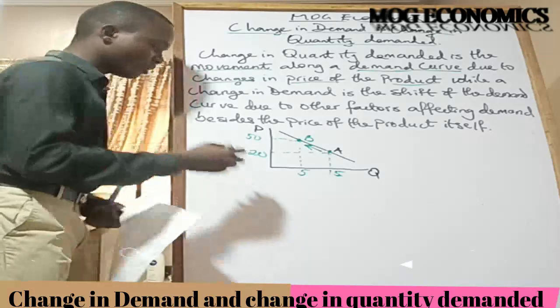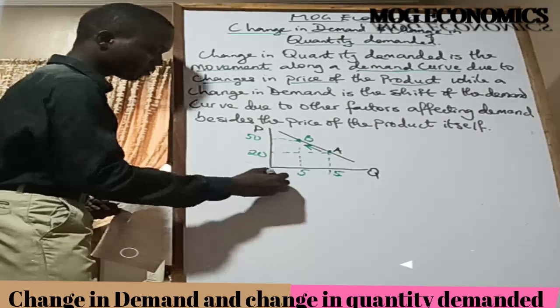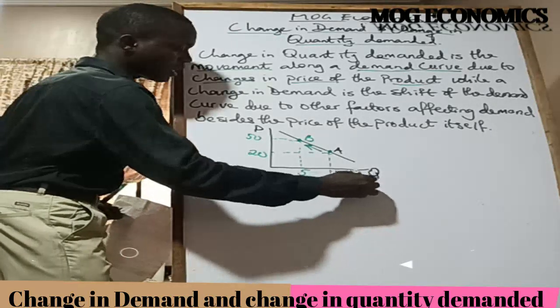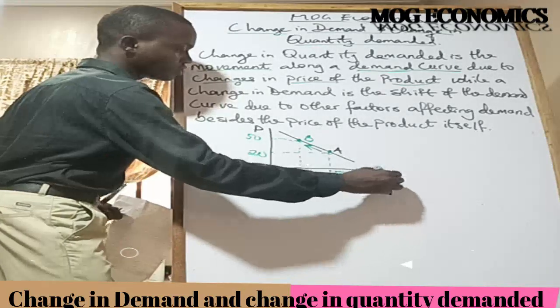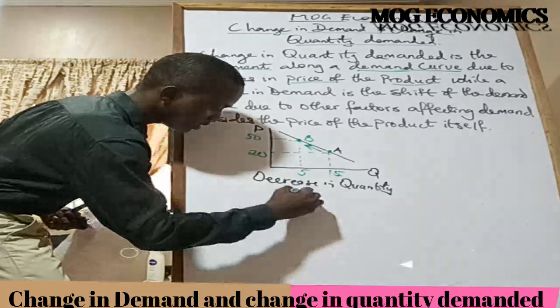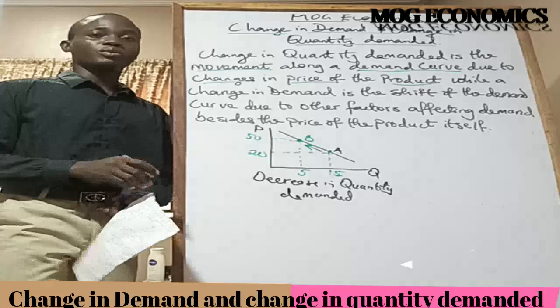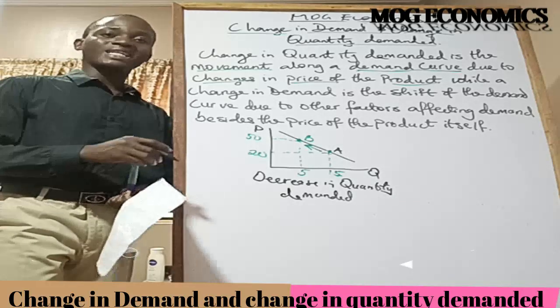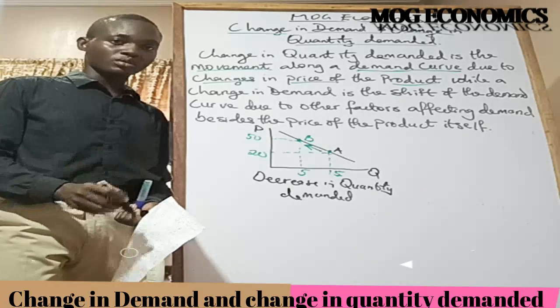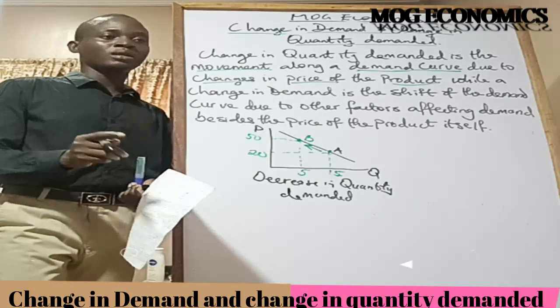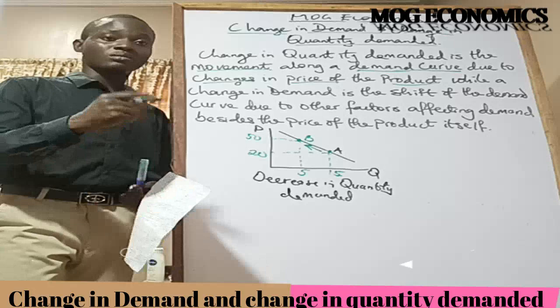So the one that we drew here, actually, this is a decrease in quantity demanded. How did we know? If you want to define a decrease in quantity demanded, it is the reduction in the quantity demanded of a product due to an increment in the price of that product. So what makes you know if you have an increase or a decrease in quantity demanded? You look at your quantity, you are talking in terms of your quantity.